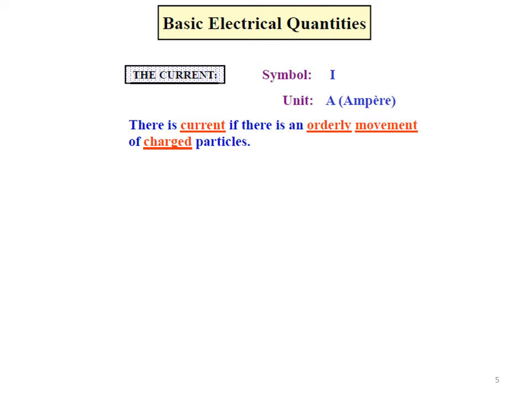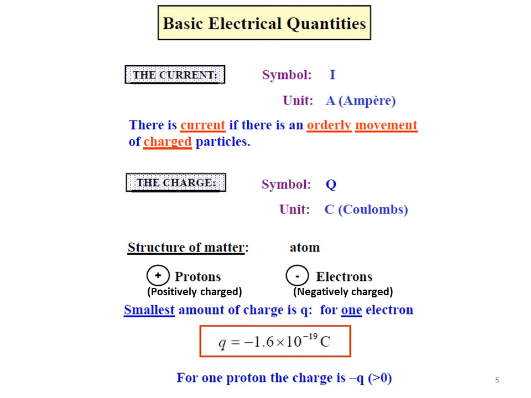Okay, the first basic electrical quantity we will learn is the current, with symbol I and unit ampere. You know that current exists if there is an orderly movement of charged particles, and the charge has symbol Q and unit coulomb. And we have two kinds of charge: positively charged, such as a proton or hole, and negatively charged, such as an electron.